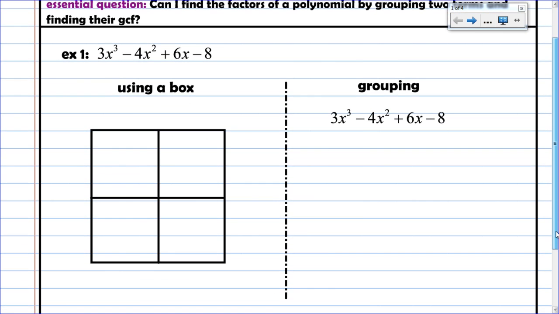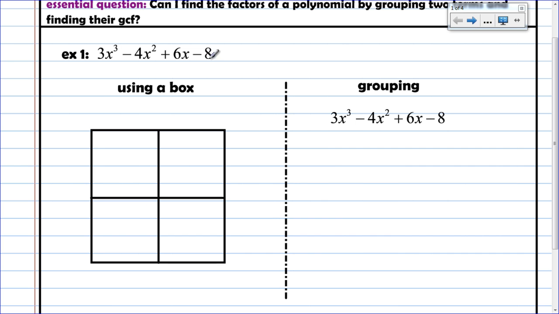So for the box method, when we did this before, we filled out what we were multiplying out here on the outside of the box, and then we multiplied them and filled the inside of the box to get our answer. Now we're working backwards, so we're going to fill the inside of the box and then work backwards to find out what goes outside the box.